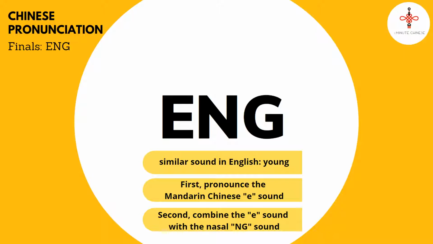When you pronounce the ong sound, first pronounce the Mandarin Chinese sound, like the sound used to express hesitation in English. Then combine the sound with the nasal sound, like in the English word king. Say ong. Now mimic the mouth shape in the video carefully and repeat after it.